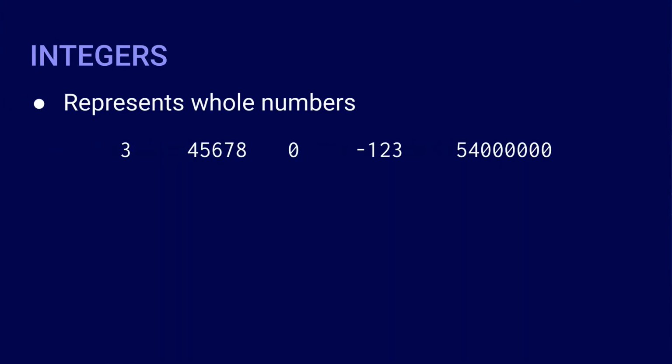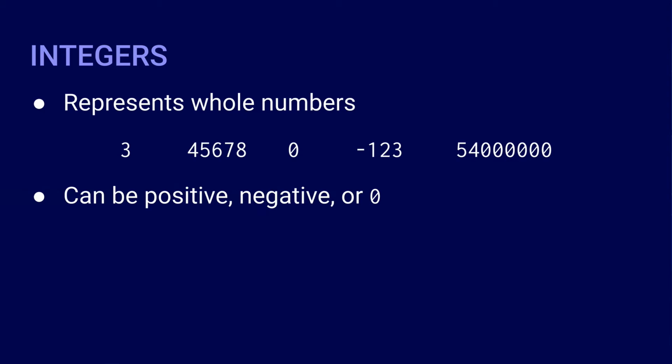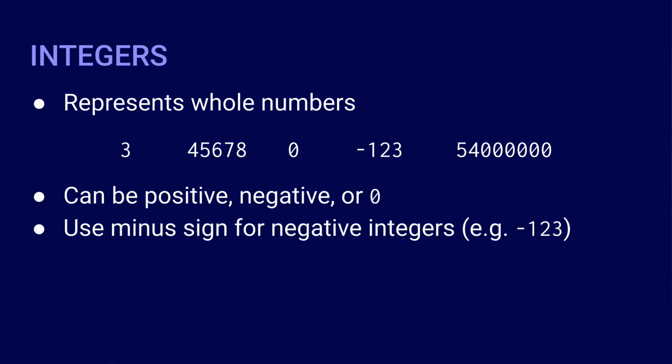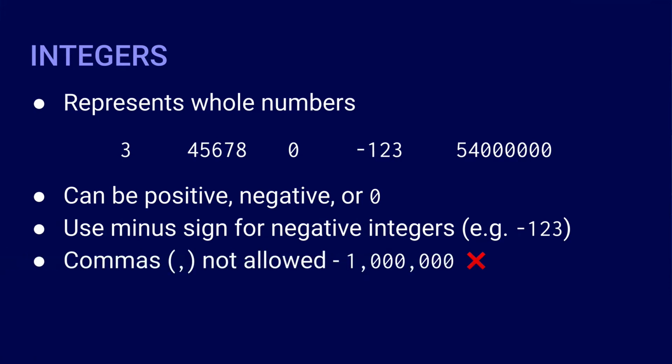The integer data type, or just int, represents whole numbers. It can be a positive number, a negative number, or it can be zero. To produce a negative integer, you can apply the negation operation using the minus sign. When writing integers in Python, we do not use commas. Putting commas in an integer will either cause an error or will cause the program to behave in ways that you did not intend. So no matter how large your integer is, do not put commas in them.